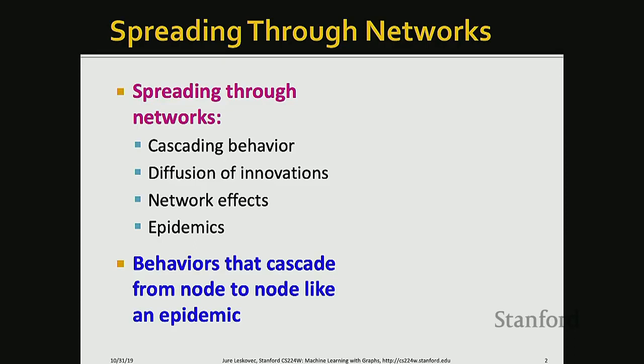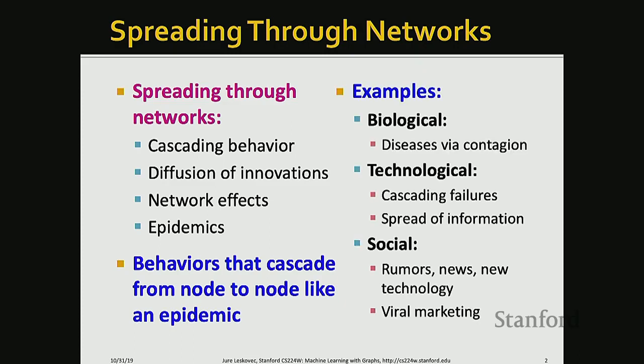If you're into health, clearly you've heard about epidemics, ways in which viruses are spreading and so forth. But overall, what we care about is the behaviors that model a cascade, and the way in which information spreads from node to node usually resembles an epidemic. Okay, so what is an epidemic? How does it work? And why is it a very interesting problem to study?